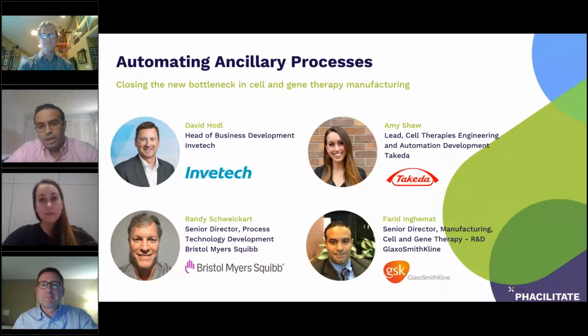Okay, and Fareed, any differences or anything that GSK views as different around ancillary systems? No, we are pretty aligned here. I echo what Randy and Amy said. We define it as any input or any material that goes into that core process. So think here media, any additional reagents, and that includes the polishing steps, the fill finish, etc., at the end of the process as well.